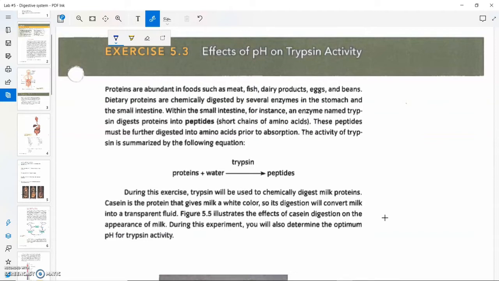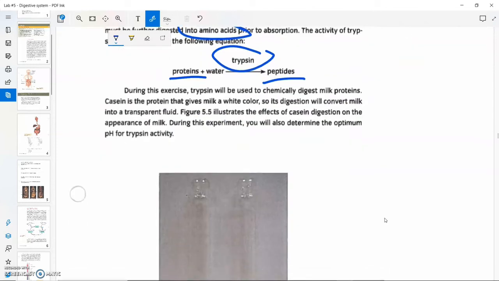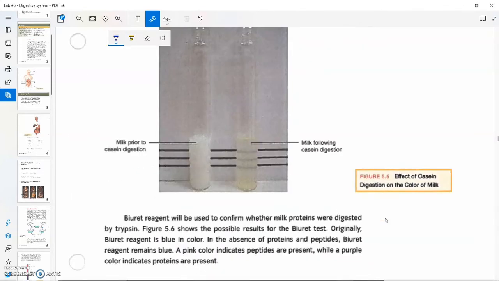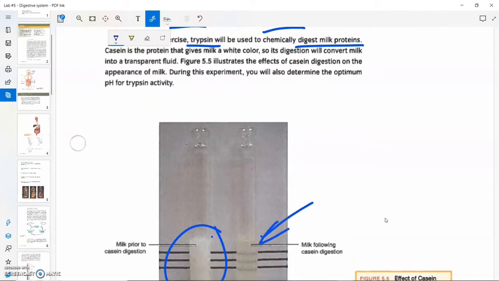Now, next quote-unquote experiment, we're going to talk about effects of pH on trypsin activity. Trypsin breaks down proteins into small peptides, short chains of amino acids. And then other pancreatic enzymes and brush border enzymes can break down peptides into amino acids so they can be absorbed. Okay? So what we're going to try, we're going to use trypsin to digest milk proteins. White color in the milk is because of the casein, so that's milk prior to digestion, and then when we add trypsin, milk becomes clear.